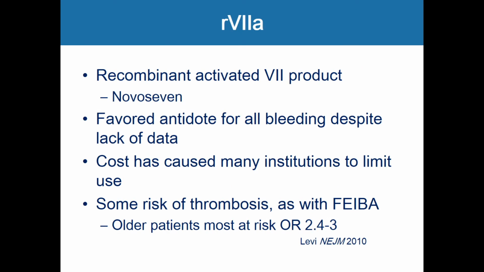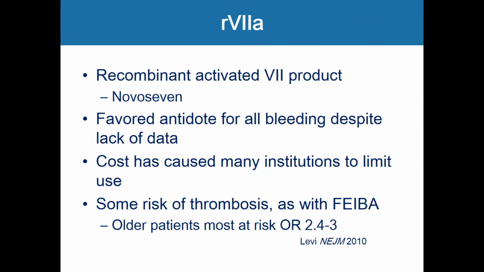Recombinant activated 7A, the trade name, and the only available product is Novo-7. It had been in the past the favored antidote for all bleeding, despite lack of data for use. We have cardiothoracic surgeons who love to use this to get off bypass. However, the cost of this product and lack of data for efficacy in many situations has caused many institutions to limit its use. There is a concern for risk of thrombosis with using an activated product, as with FEBA.